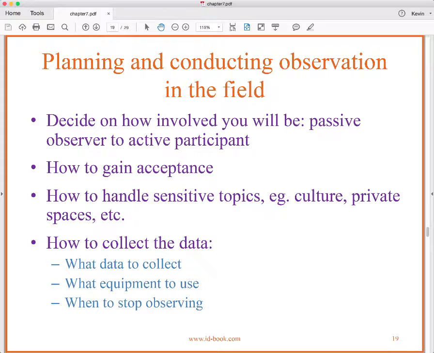Now, there's more to be decided, which is what kind of a role are we going to play as the observer or whoever our colleague is who does the observation? How involved will they be? Will they be a passive observer or will they be an active participant? We want to know how we're going to gain acceptance from the observees, how we're going to handle sensitive topics, things like culture, private spaces, etc., and how we're going to collect the data.